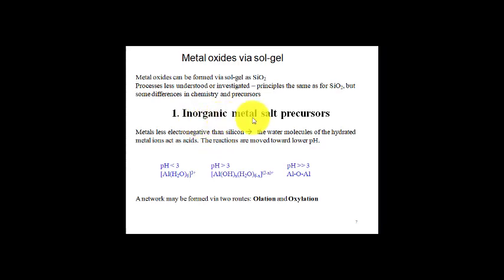So we have inorganic metal salt precursors, with metals less electronegative than silicon. The water molecules of the hydrated metal ions act as acid. The reactions are moved towards lower pH if the pH is less than 3. For example, with aluminium, if the pH is less than 3, we get hydrated aluminium hydroxide, and if the pH is more than 3, then an aluminium-oxygen-aluminium bond will be formed.